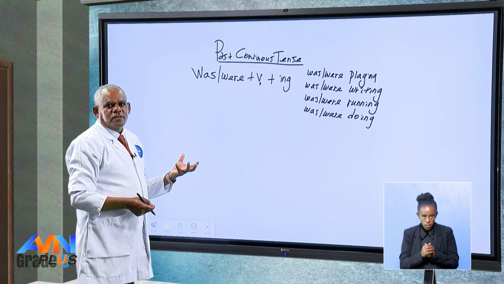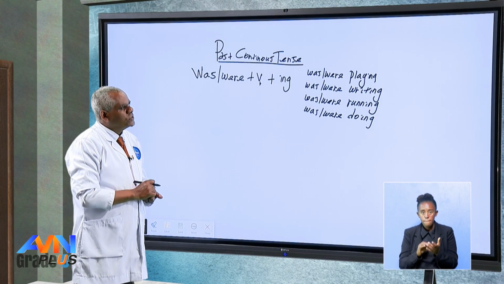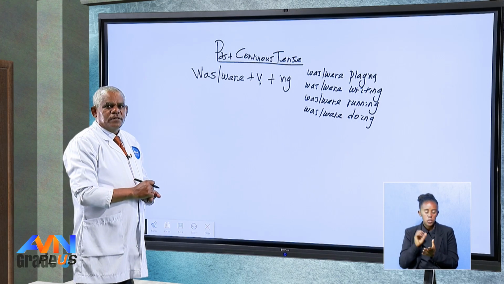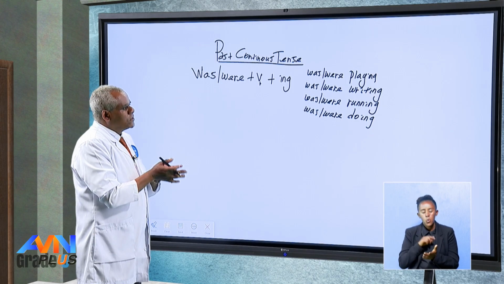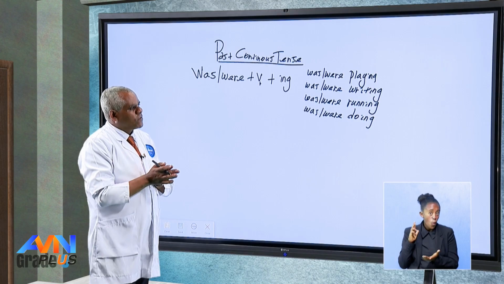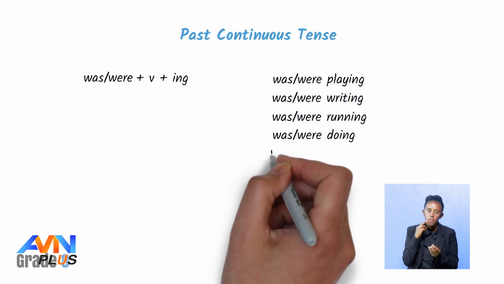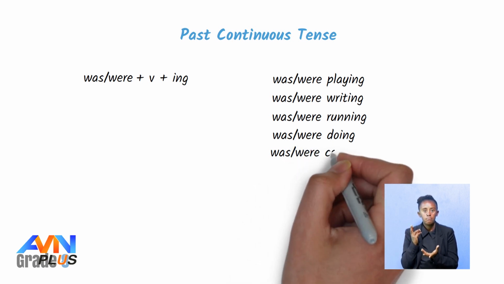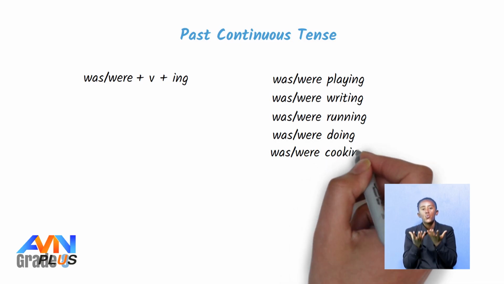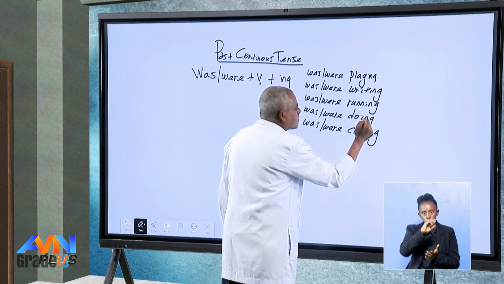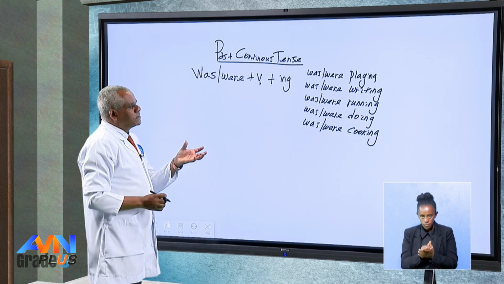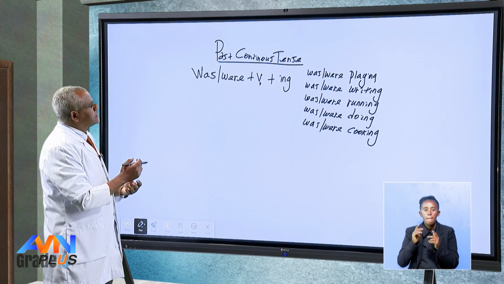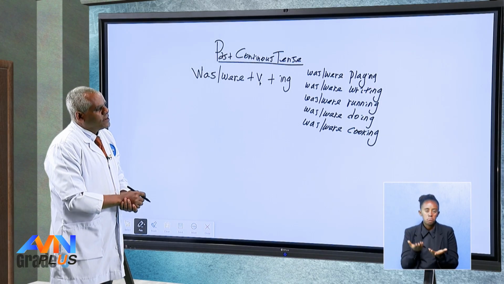Was goes with what? With singular forms, right? I was, she was, he was, it was. Were, it's coming for what? We were, you were, and they were. Therefore, I'm going to add one more verb, was, were, and then cooking. These are the formation shown on the slide: past continuous tense, was or were plus verb in the form of ing.